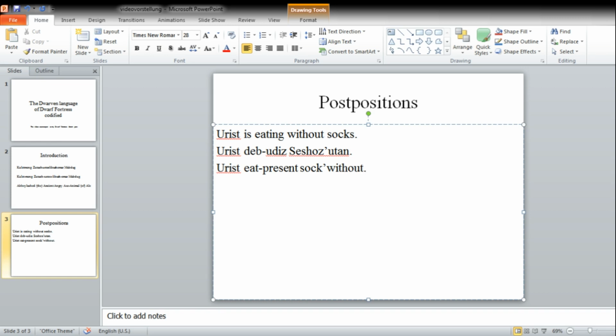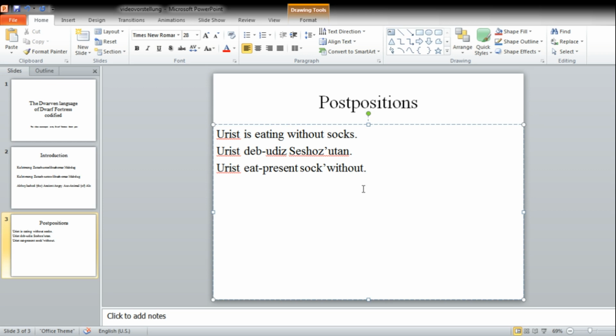However, there's no direct object here. Jurist, Debudiz, what? What is he eating? Well, we don't know what Jurist is eating. We could say Jurist Debudiz shok mug, says Shosutan. Jurist eat present cheese, without socks. However, you can see in the original sentence the word cheese isn't there. So in the original sentence, there was no direct object. Because the direct object isn't important. It's not necessary. That's not the information we're trying to convey. So you actually don't need a direct object there.